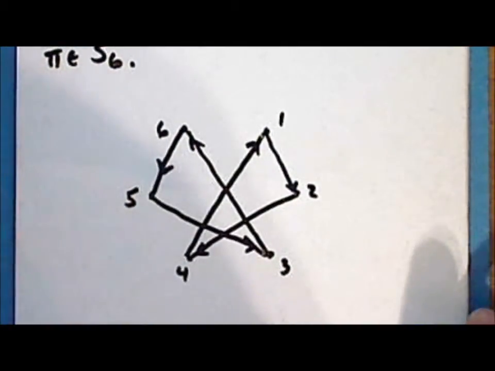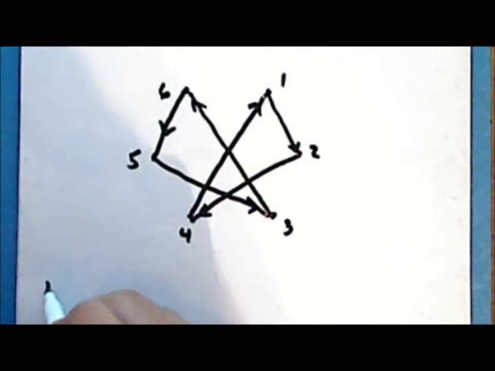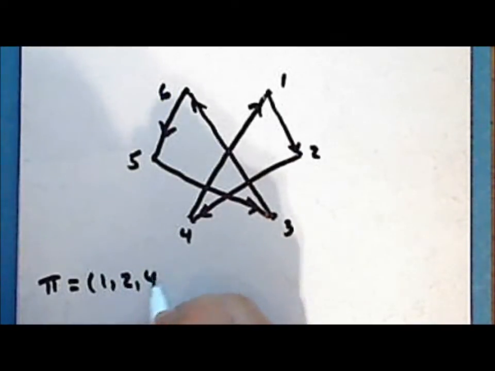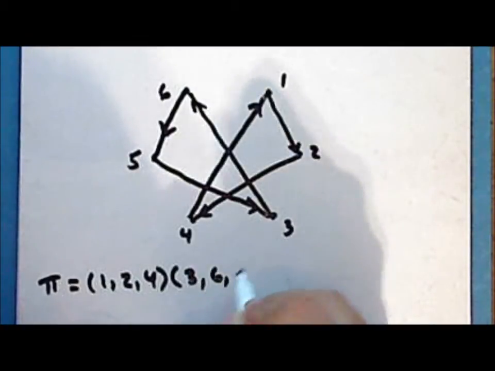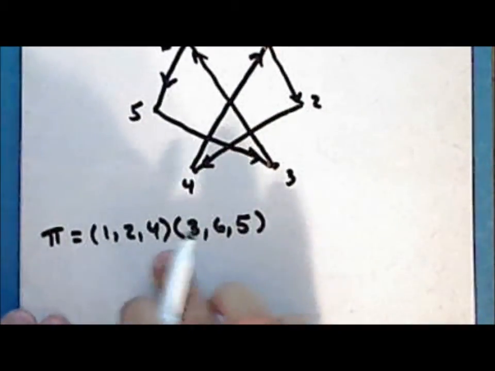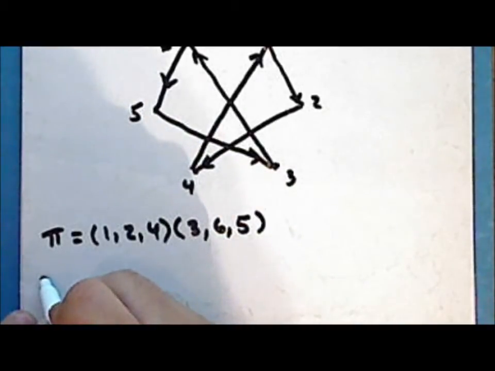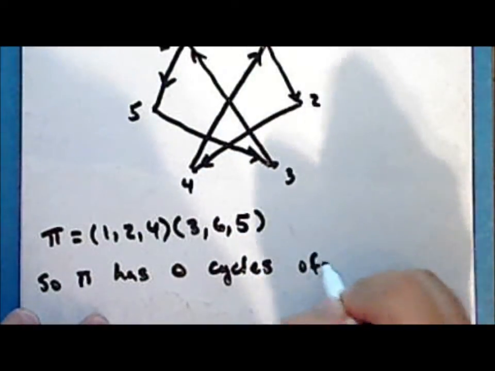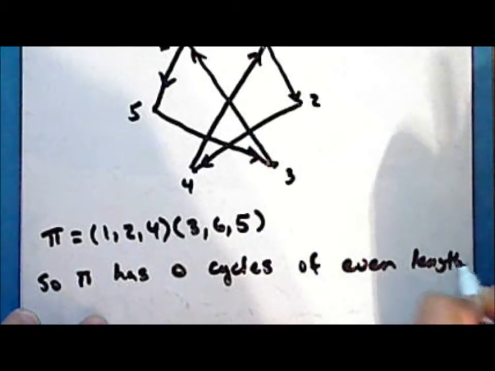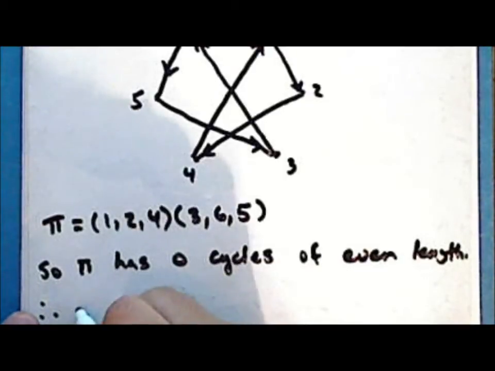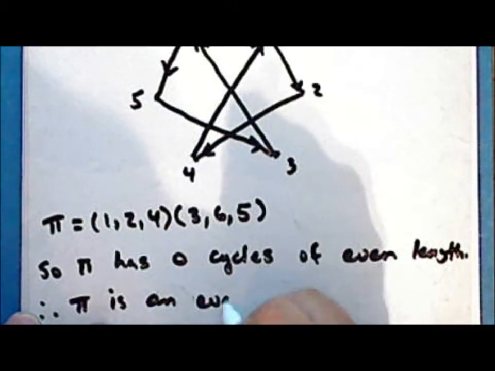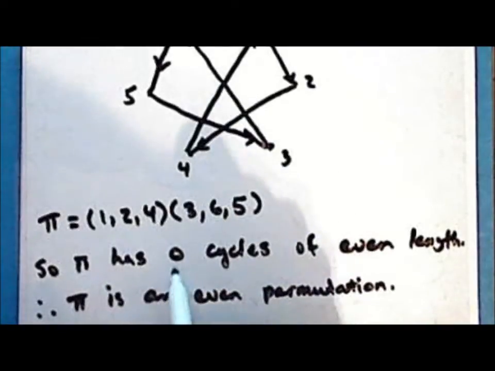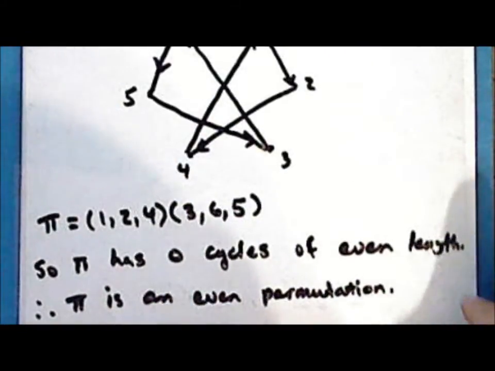So notice that this digraph shows two disjoint cycles, so we can represent the permutation pi in cyclic notation as the pair of disjoint cycles, 1 to 2 to 4, and 3 to 6 to 5. Notice that each of these cycles is of length 3, and so pi has 0 cycles of even length, and therefore pi is an even permutation, since it has an even number of even cycles, since 0 is an even number.